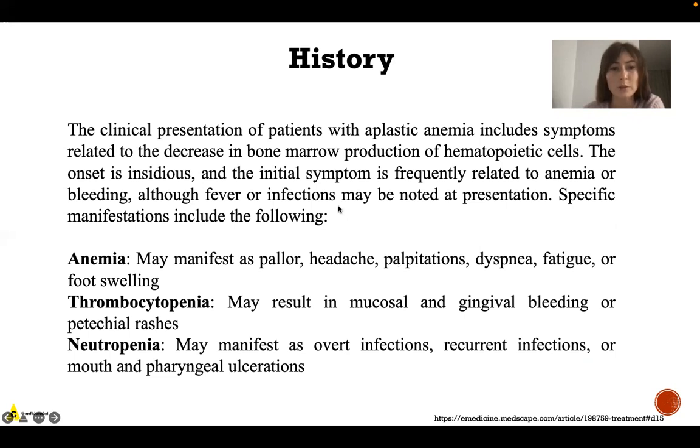Specific manifestations include the following. Anemia may manifest as pallor, headache, palpitations, dyspnea, fatigue, or foot swelling. Thrombocytopenia may result in mucosal and gingival bleeding or petechial rashes. Neutropenia may manifest as overt infections, recurrent infections, and mucosal and pharyngeal ulceration.